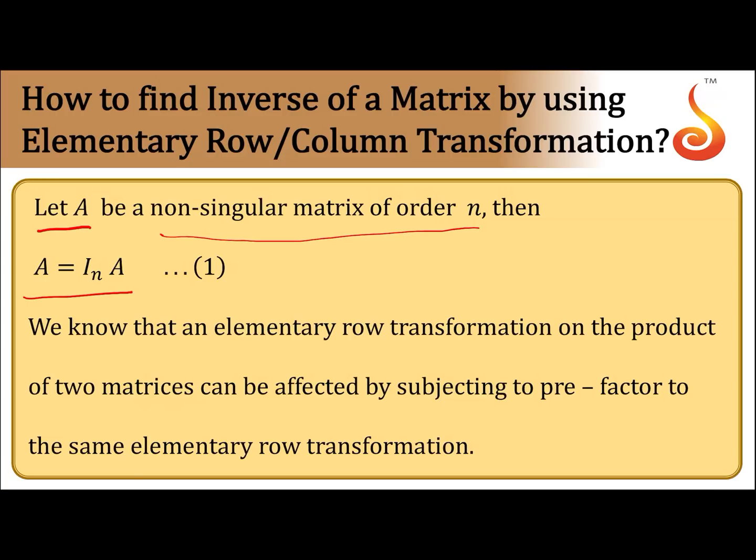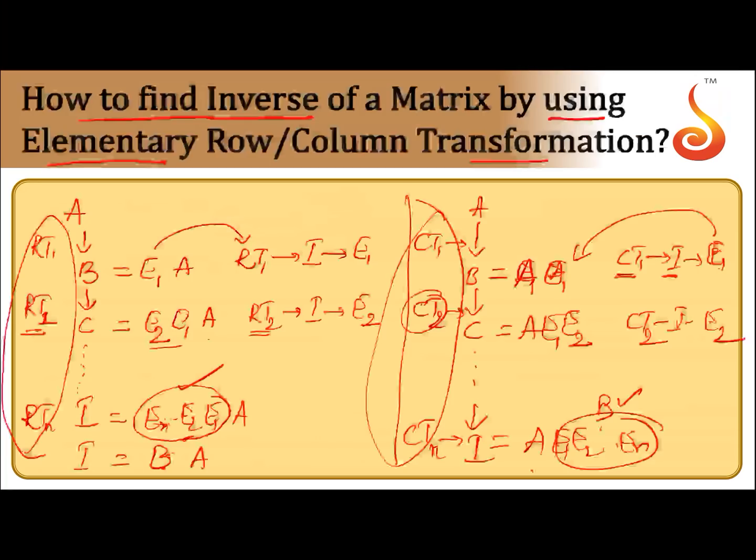By the previous concept, we know that an elementary row transformation will be effected by subjecting to the pre-factor of the same elementary row transformation. Therefore, when you apply an elementary row transformation on a given matrix, it will be effected only by pre-multiplying a factor. So now, the same thing can be written as: if I write the A matrix as I multiplied by A, you would continue and get this one.